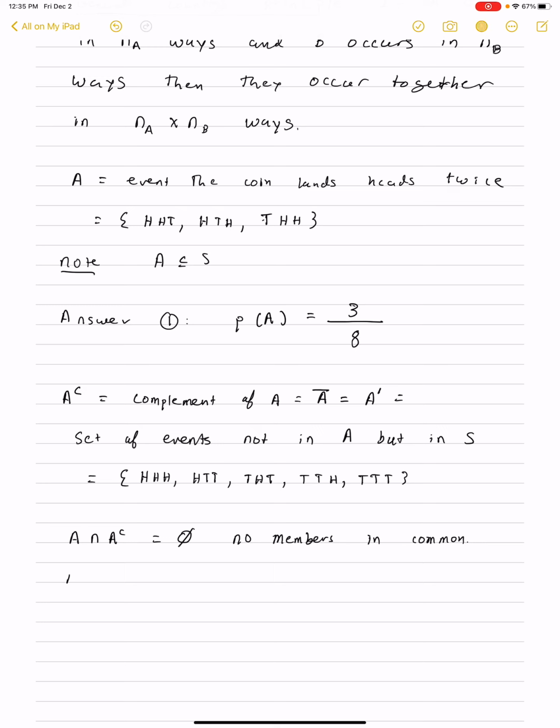Now finally, A union A complement is the set of all events in A or A complement. So it shouldn't be a surprise that this is the entire sample space itself. That's almost by definition.